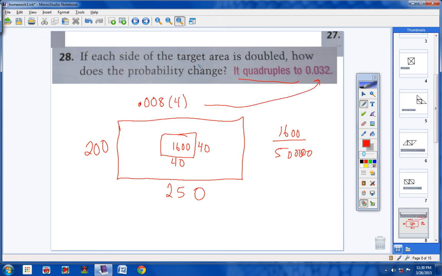So when you double the area, you double the probability. When you double each side of the target area, which really means you quadruple the area. Remember how the original area was 400? 20 times 20, and now the new area is 1600. So when you quadruple the area, then you quadruple the probability also. Okay, watch that again if you need to, guys, but that's how you would solve those problems there.